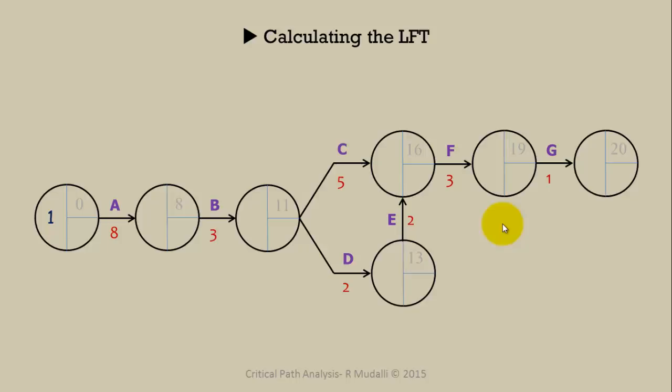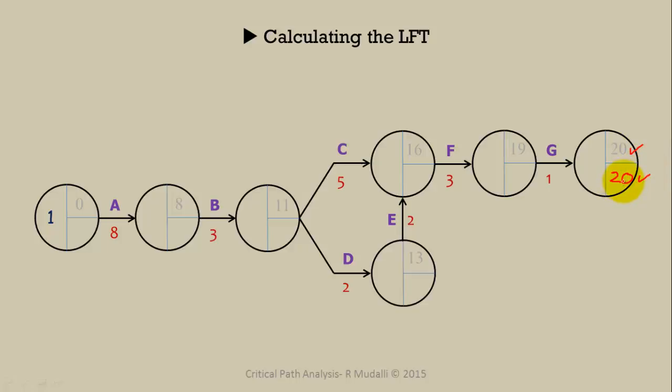So as I said earlier, when we calculate the latest finish time, we always start from the back. That is here, the last node. We work from the last node to the first node. So by default, in the last node, the LFT is always the same as the EST. That is, if the EST is 20, it is going to be 20 as well.